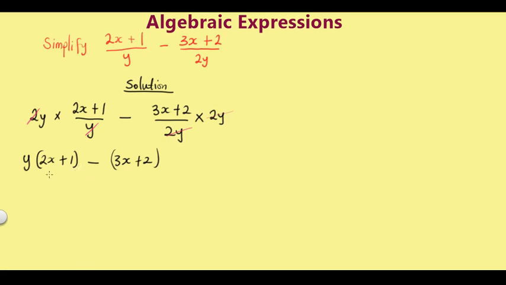The next thing for us is to open the bracket. This becomes 2xy plus y minus 3x plus 2. Then we put similar terms closer to each other. So we can say 2xy minus 3x plus y plus 2. So we've been able to simplify this algebraic expression.